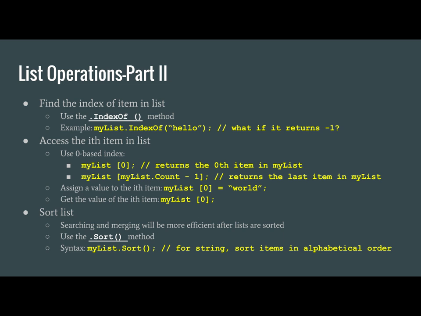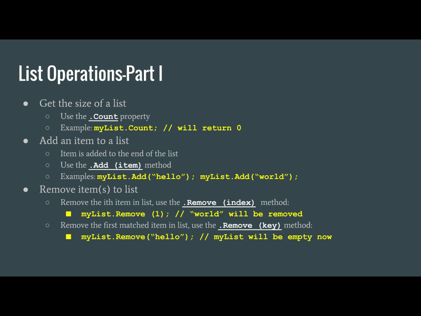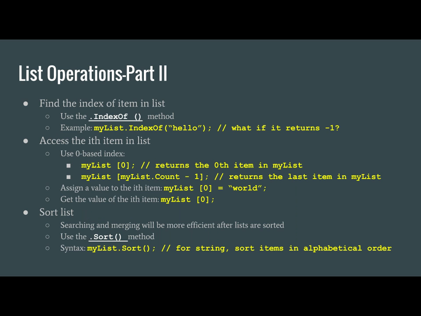What if I didn't remove anything, and I just add hello and world? Then this index of hello should return me a 0, because hello was added first in the list, and there was nothing in the list before hello was added, so it was in the 0th place in the list.